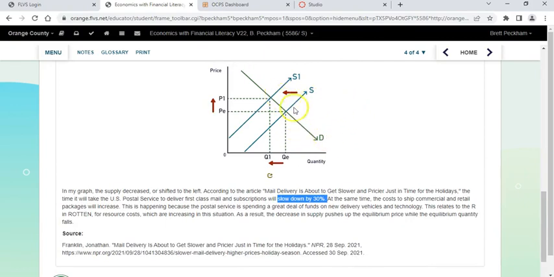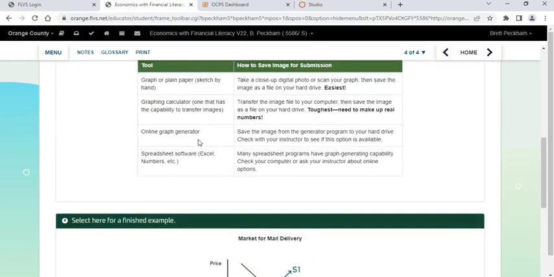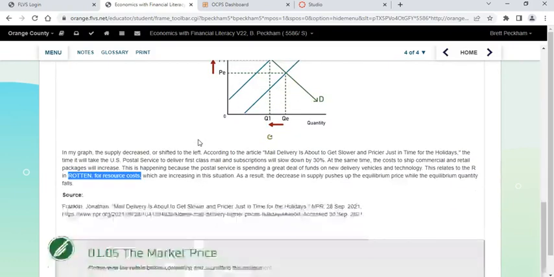But that's it. So you have your news article, your graph, your shift, and your explanation here, making sure that you include your ROTTEN or TRIBE. For this one, it is the R in ROTTEN, for the resource costs of the situation causing that decrease in supply. So if you do those steps, you should be able to get sufficient credit for your work.